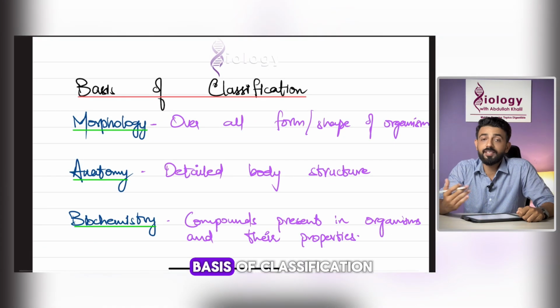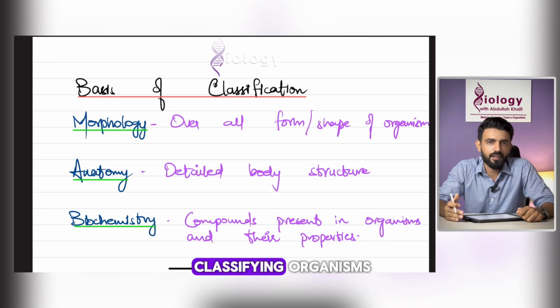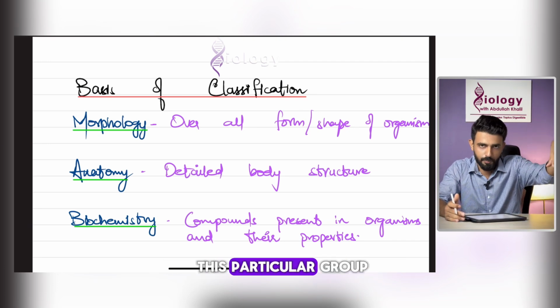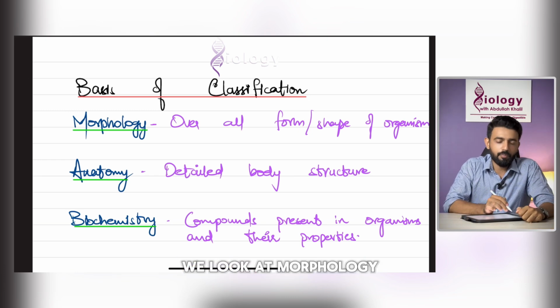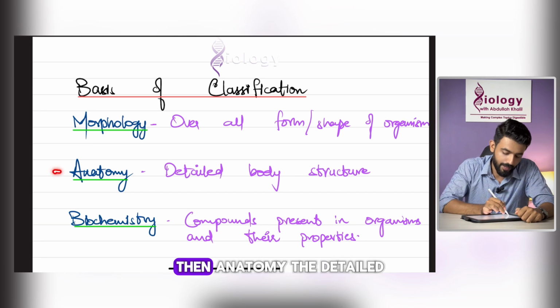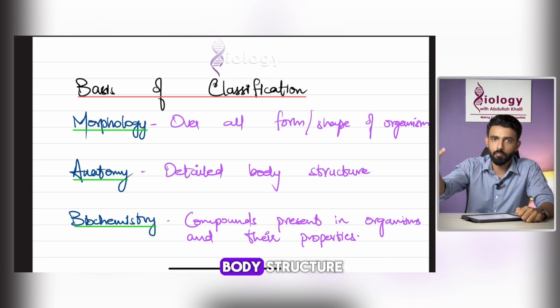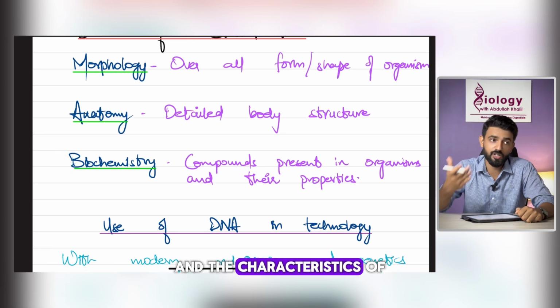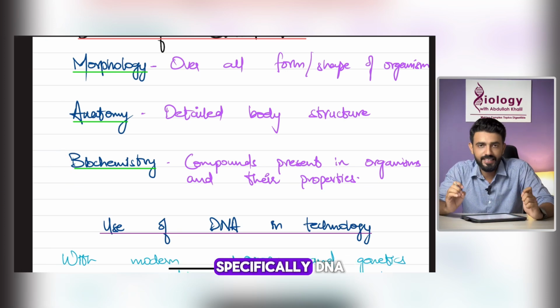Then we have the basis of classification. What do we look at when we are classifying organisms? How do we know that this particular organism should be placed in this particular group? We look at morphology, the overall form and shape of an organism. Then anatomy, the detailed body structure. Biochemistry, the compounds and the characteristics of those compounds, specifically DNA.